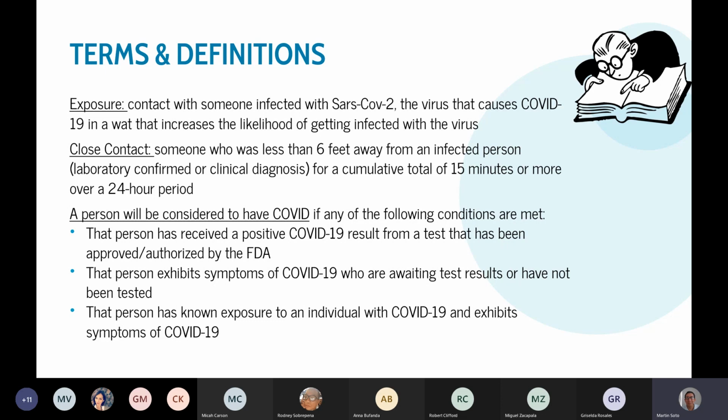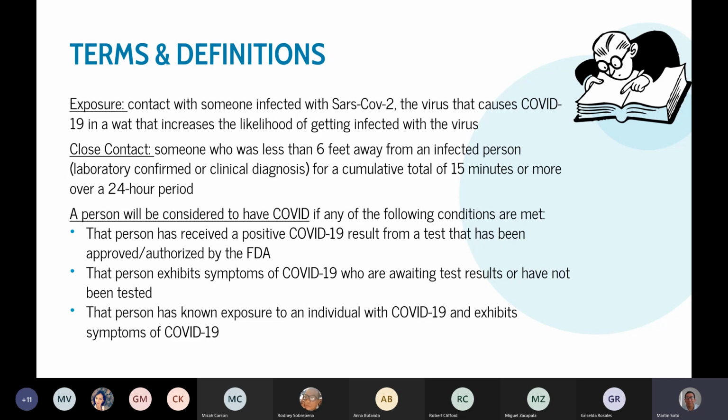So a person will be considered to have COVID-19 if one of these three scenarios exist, okay? A person has received a positive COVID-19 result. So say someone is sick or they have symptoms or they've been notified that they've been exposed, they go get a COVID test and it's positive, and it has to be an FDA approved test, you will be considered as having COVID. A person who exhibits symptoms of COVID-19 and who is awaiting a test result or has not been tested will be considered having COVID-19.